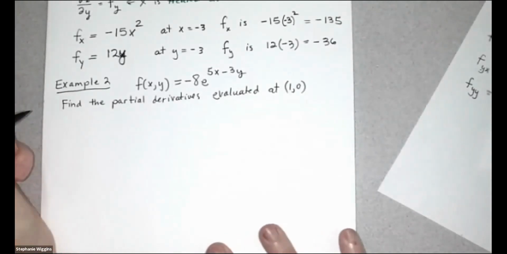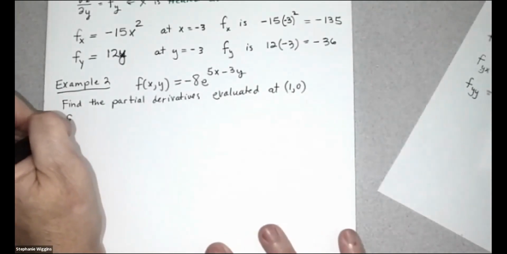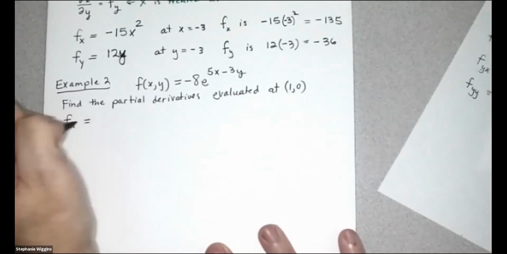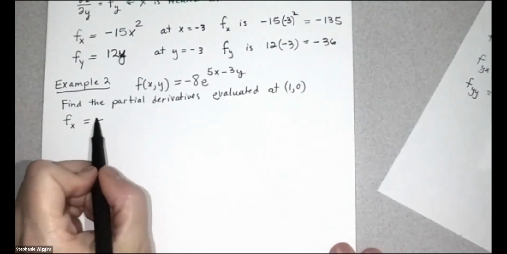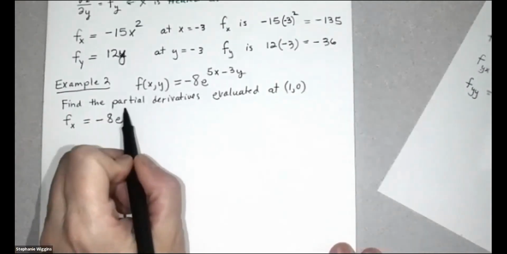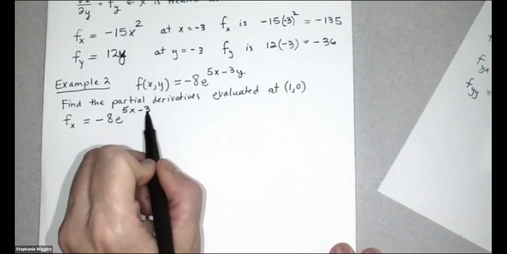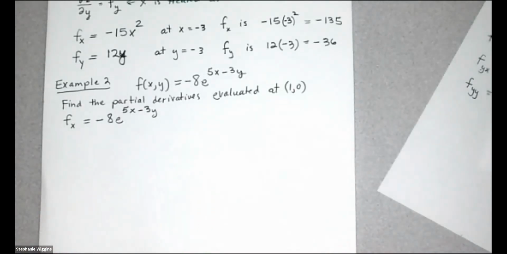So first we're going to find the partial derivative with respect to x. So this is an exponential function, right? And the way we differentiate exponential functions is we just write down what you see. So we have negative 8e to the 5x minus 3y, and then you multiply by the natural log of the base, but the base is e, so the natural log of e is just 1, so we don't have to multiply by 1 because that's not going to change our problem at all.